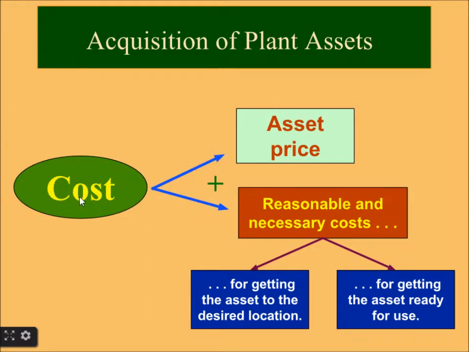Acquisition of plant assets. Asset price plus reasonable and necessary cost for getting the asset to the desired location, and reasonable and necessary cost for getting the asset ready for use. This whole thing is called cost. So the cost of the plant asset is not only the asset price, it also involves getting the plant asset to the desired location and getting it ready for use. The entire thing should be considered as a cost.